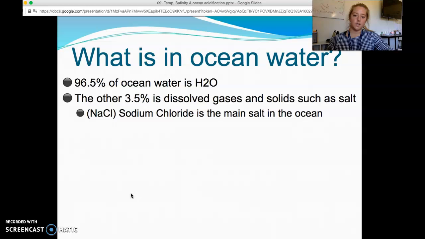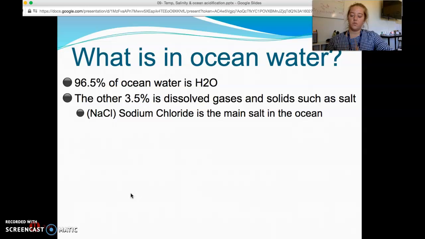Here's a question for you. What is in ocean water? Do you know? You'd be surprised, because only 96.5% of the ocean is actually our water molecules, or H2O, right? Two hydrogens bonded to one oxygen molecule. The remaining 3.5% actually consists of dissolved gases and solids such as salts.